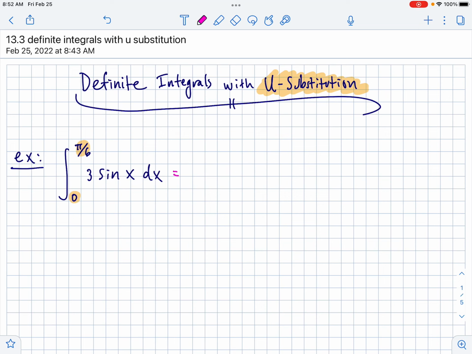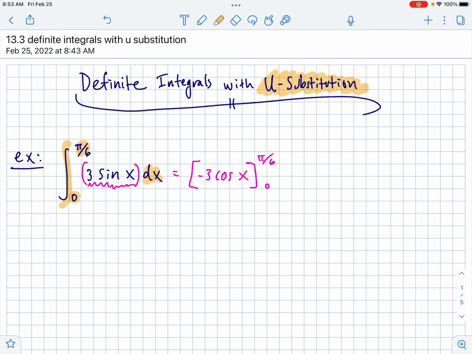Remember, if you're going to do a definite integral, you first have to find the antiderivative of whatever is in between the integral symbol and the dx. So that 3 is really just a coefficient that hangs out on the outside. The antiderivative of sine is negative cosine. So this becomes negative 3 cosine x from pi over 6 to 0.